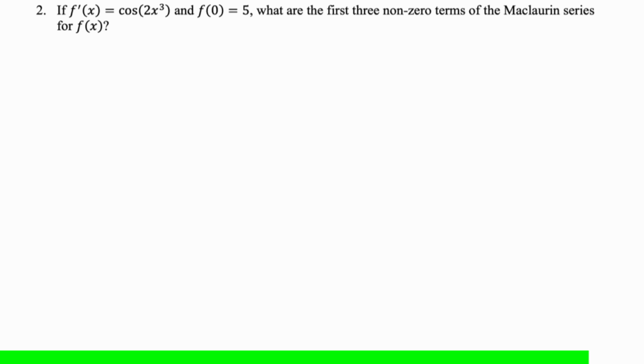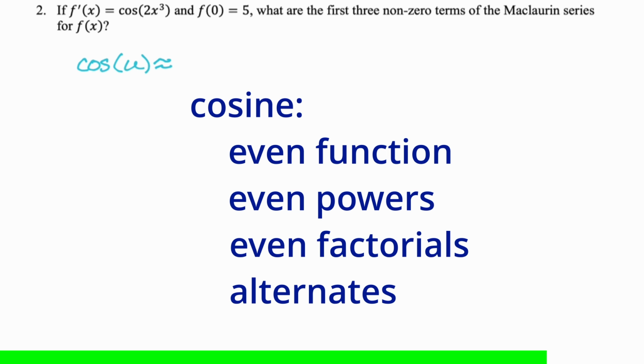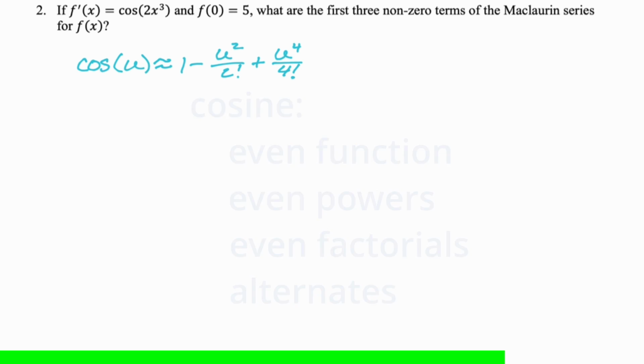Also, we were told f of 0, which means that's basically the only thing we have to work off of. So I'm going to start off, because cosine is involved, with just cosine of u. Cosine's an even function, so you're going to get all the even powers, the even factorials, and it alternates. So you start off with 1, and then you go minus u squared over 2 factorial plus u to the 4th over 4 factorial. That's 3 non-zero terms, so I'm going to stop there.